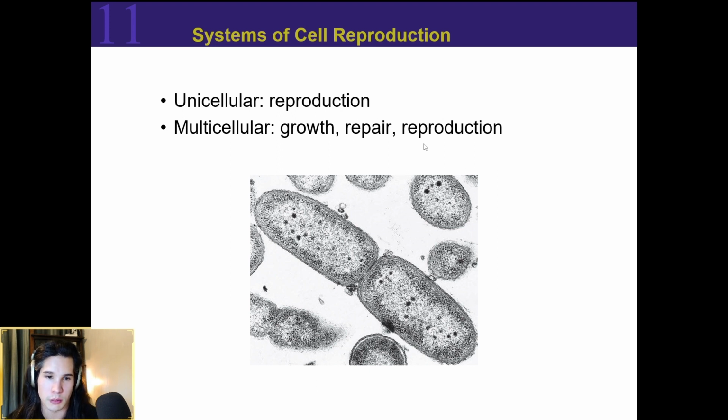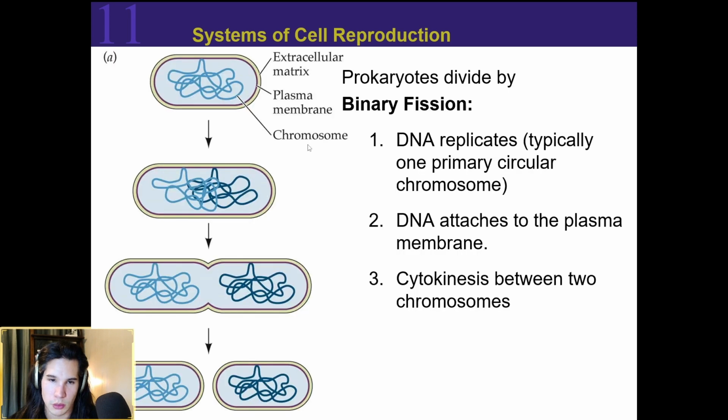Now, in order for that multicellular organism to organismally reproduce, what they're going to need to do is undergo meiosis and then cell division in order to create gametes, which would then be involved in sexual reproduction if you're a multicellular organism. So, if you're a prokaryote, that means that you do not have a nucleus.